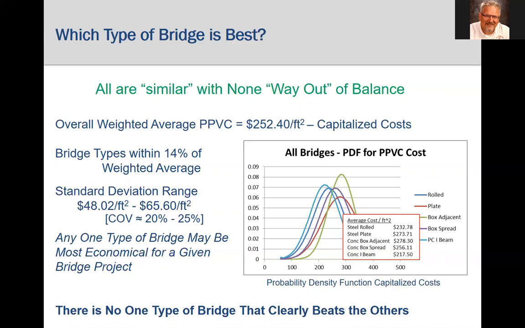Knowing that, and that the standard deviations for the different bridge types range from $48 to over $65 per square foot, or the coefficients of variation range from 20 to 25%, what that means is that any one type of bridge may be the most economical for a given bridge project. There is no one type of bridge that clearly beats out the others.